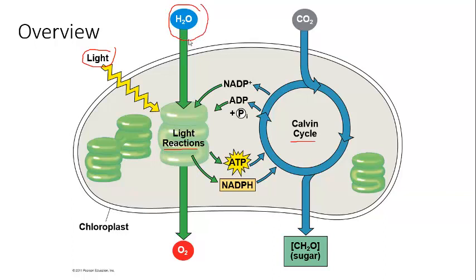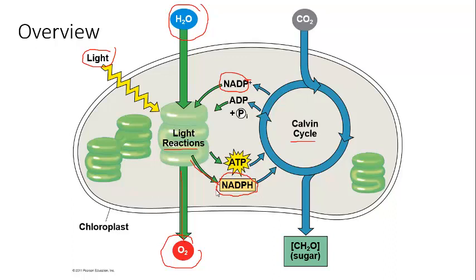During the light reactions, water is going to get oxidized. So it's going to lose its electrons, it's going to lose its protons. When it loses its electrons and protons, it's going to cause oxygen gas to be released as a waste product. The electrons that came from water are going to be transferred to NADP+, and is going to form NADPH.